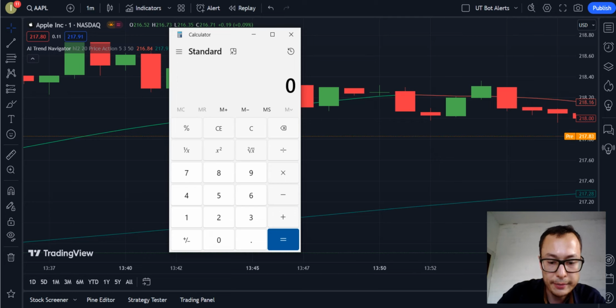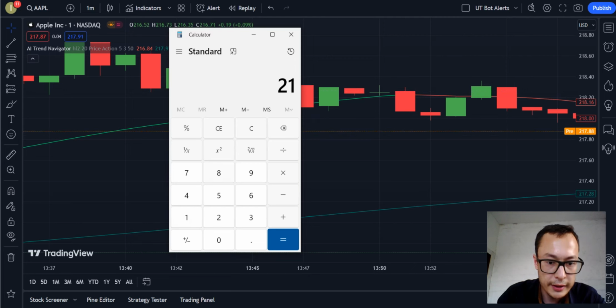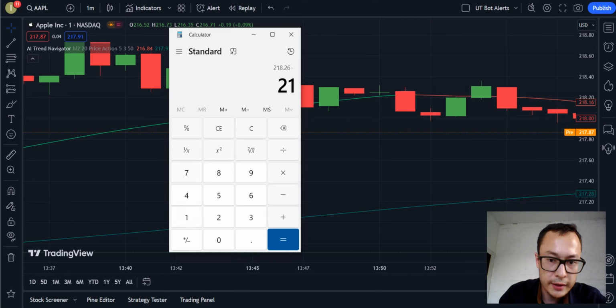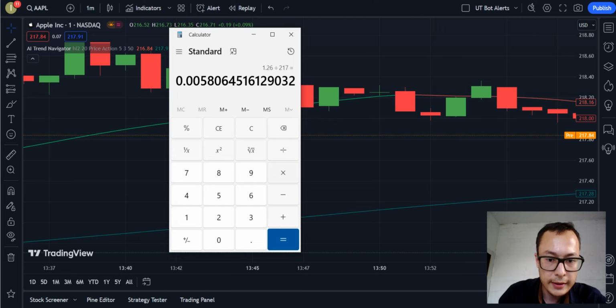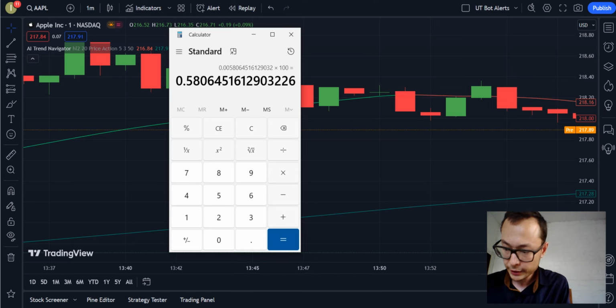It's the final price minus the initial price divided by the initial price times 100. So the final price was $218.26, minus $217, which is the initial price, divided by the initial price, which is $217, times 100. So there's an increase of 0.85%. So let me just write it down here.